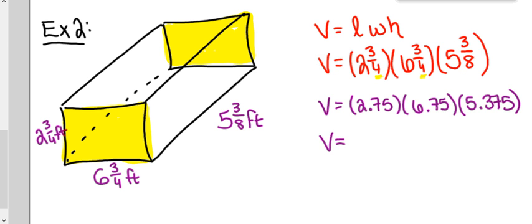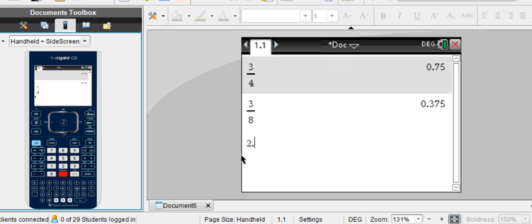So I think that some of this with respect to the fractions is as much about knowing how to use your calculator as it is about doing the geometry.